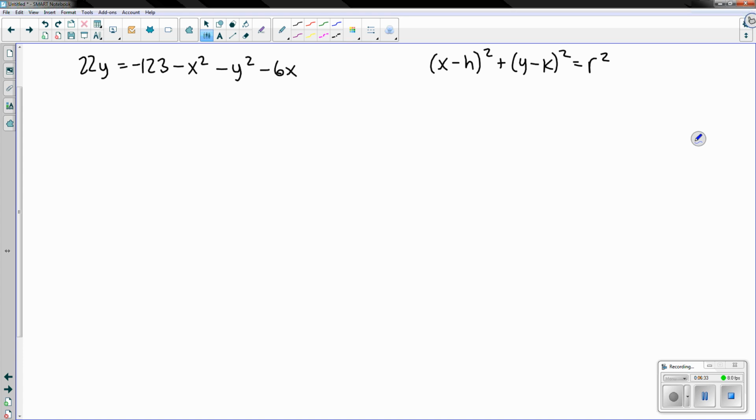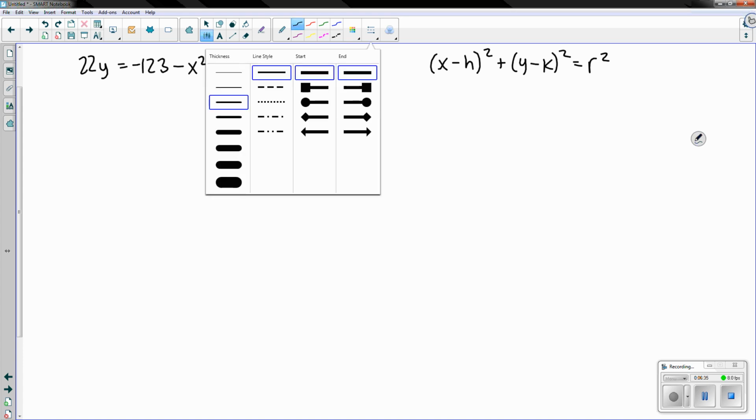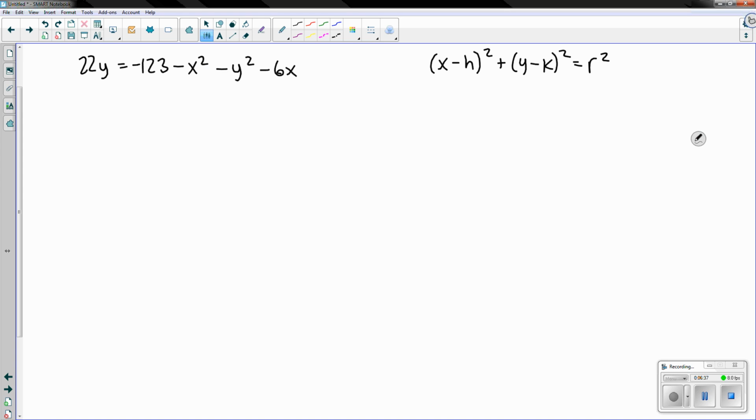Okay, so now let's jump back to our example and show how we're going to use completing the square to get a standard form equation. To complete the square, we said that the coefficient in front of the quadratic term must be positive 1. But what's different about this example than what we just looked at in general? Well, we have two quadratics here. We have an x squared and we have a y squared. So all that means is we're just going to complete the square twice.